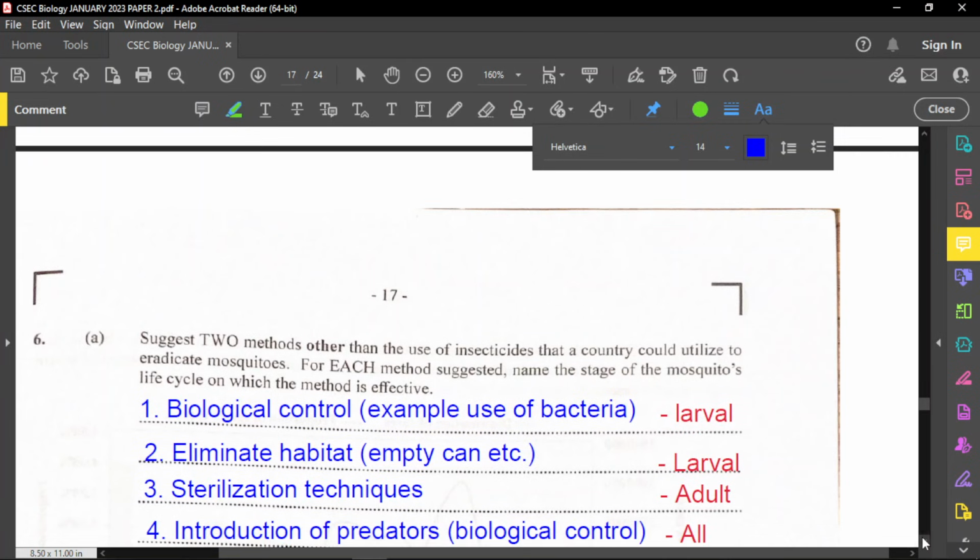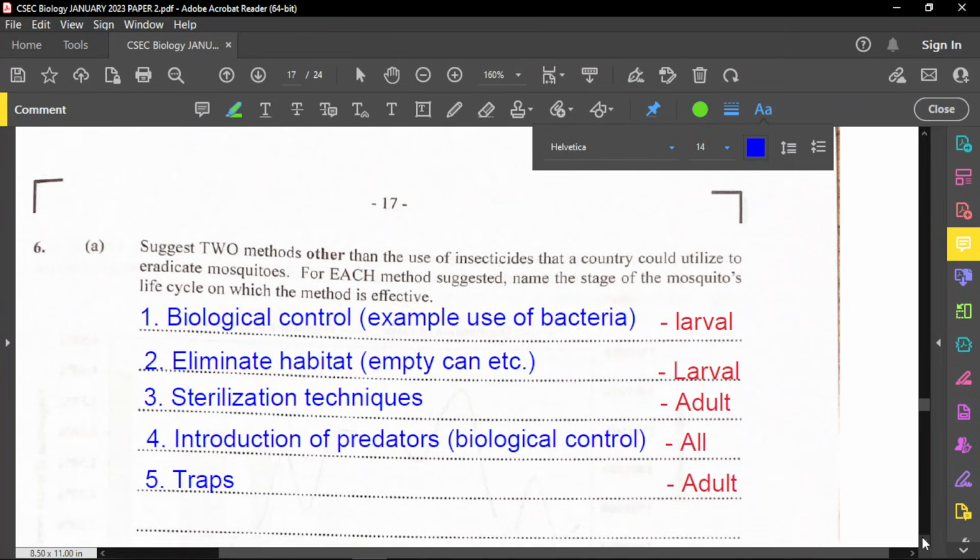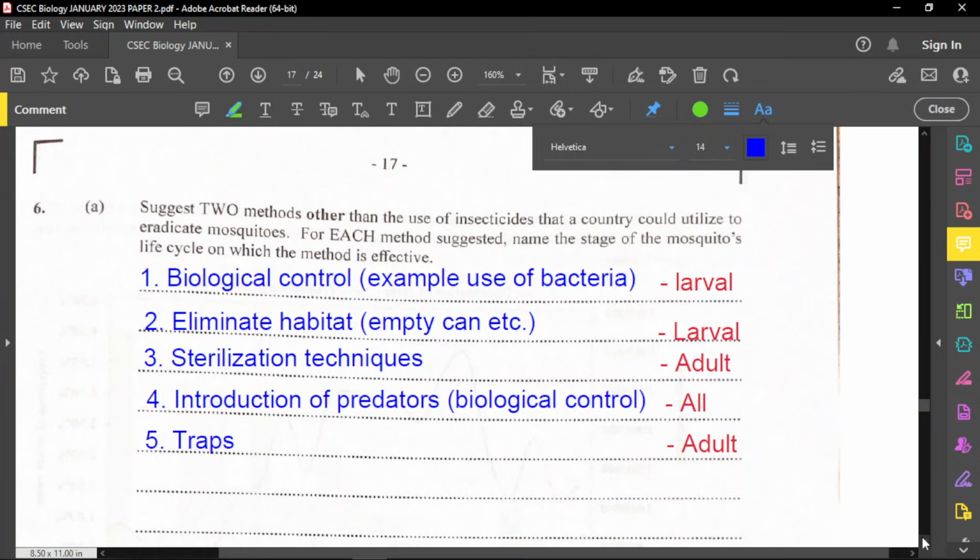Well, final question. All right, it suggests 2 methods other than the use of insecticides that a country could utilize to eradicate mosquitoes. For each method suggested, name the stage of the mosquito life cycle on which the method is effective. And I'm sure that I answered a question like this on a past paper. I can't remember which year it was, but there was a question just like this. All right, so number 1 we have is biological control. Example, use of bacteria. And bacteria could affect the larva stage. Eliminate habitat and empty cans and so on, and that will affect the larval stage.